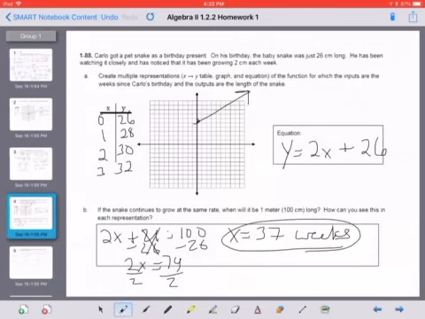And then you should have written where you could see it in each representation. So if I took off a point, that's y. So you should have told me that in the table, if I just kept going, I would eventually get to 100 centimeters. In the equation, I could solve it. And in the graph, same thing. If I just keep going out in my graph, eventually I should get to 100 centimeters.